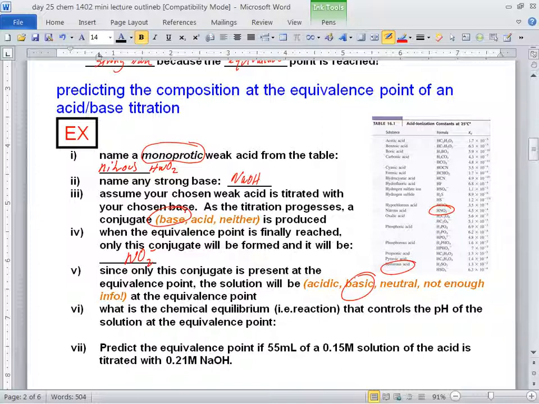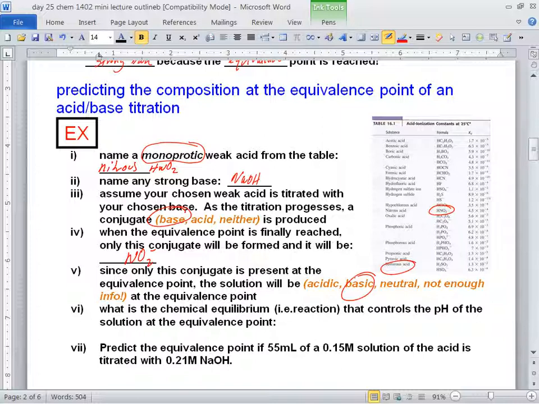What is the chemical equilibrium? I already picked on Andrea. Jose, what is the chemical equilibrium that controls the pH of this solution at the equivalence point? Now remember, all you have is NO2 minus. You have to write a K, here's a hint, you have to write a K what reaction? Did you hear? KB. You have no choice because all you have is NO2 minus. The only reaction you can write is KB because all you have is NO2 minus. So you write a KB reaction.